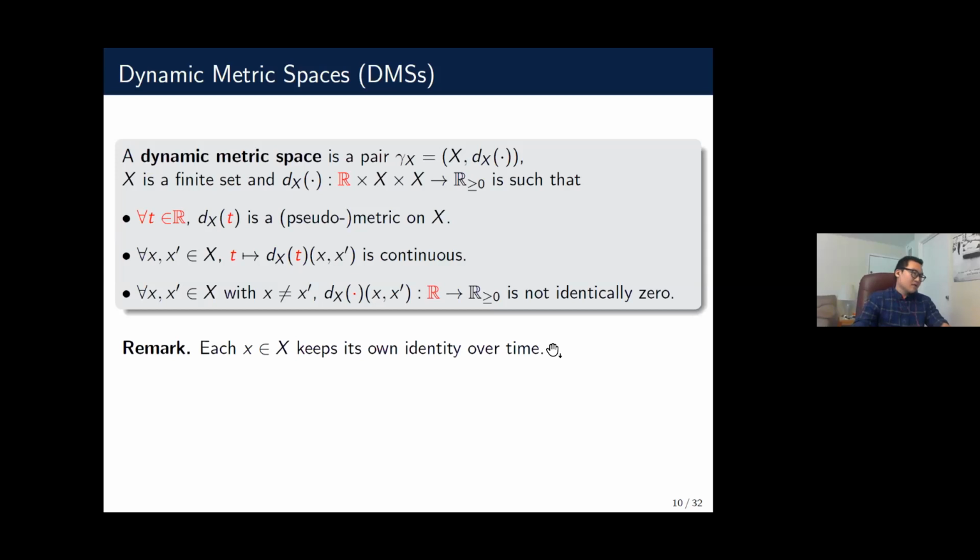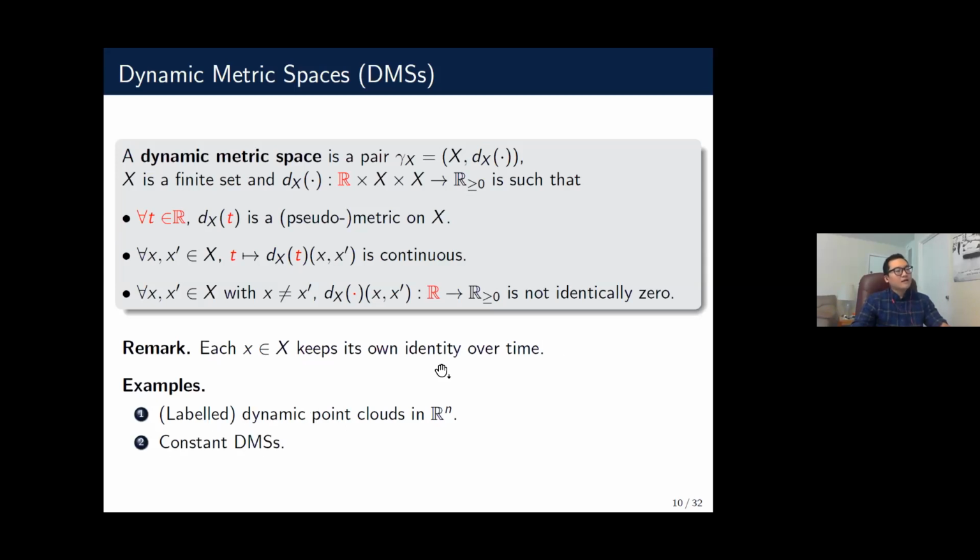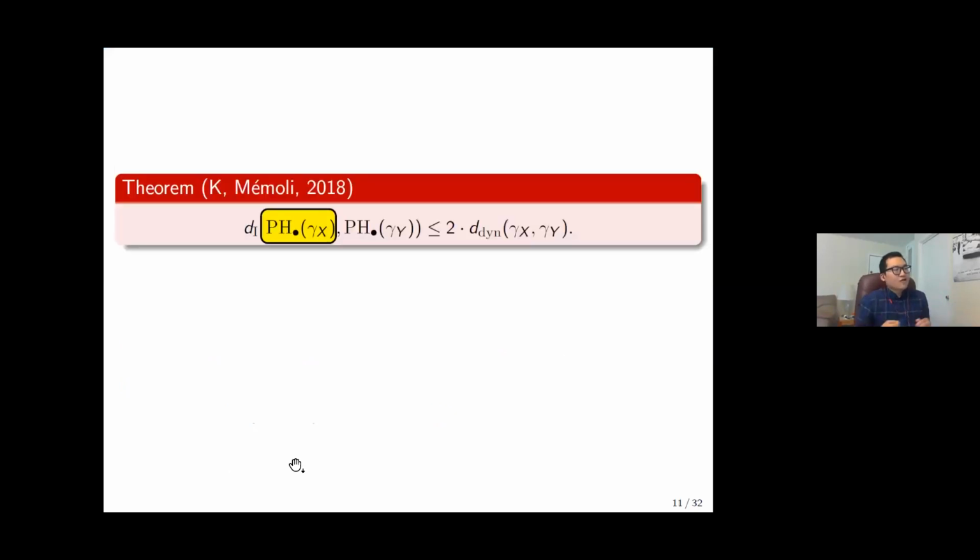One implicit thing in our definition is that each element in the underlying set keeps its identity over time. Examples include dynamic point clouds in Euclidean space or any metric space, where each point has a name on it. And trivial examples include constant dynamic metric spaces, which are not dynamic, actually. Now we are ready to define the spatiotemporal persistent homology of a dynamic metric space.